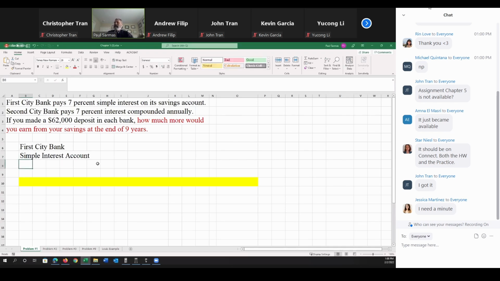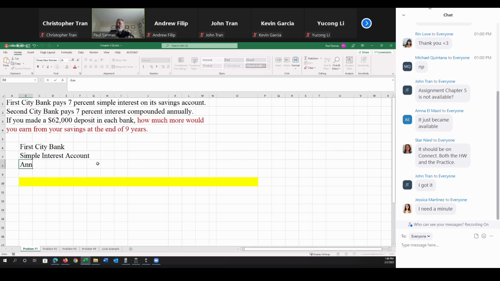The First City Bank pays a simple interest account of 7%. The Second City Bank pays the same 7%, but compound interest. We are asking, if we deposit $62,000 in both banks, how much money are we going to have after 9 years? Let's calculate, or what's the difference?